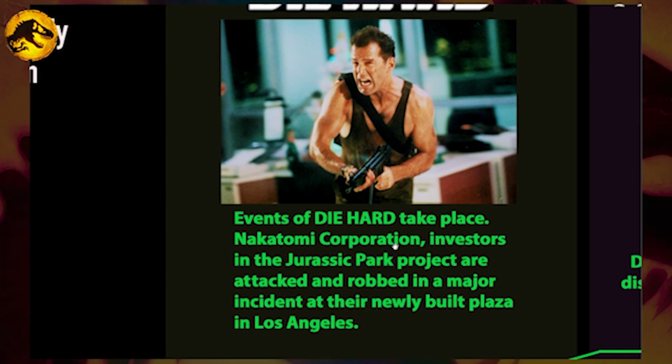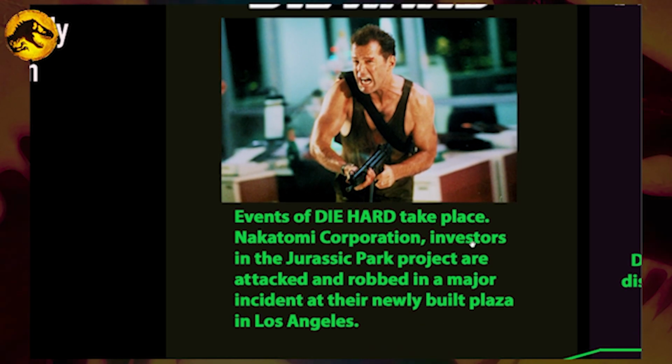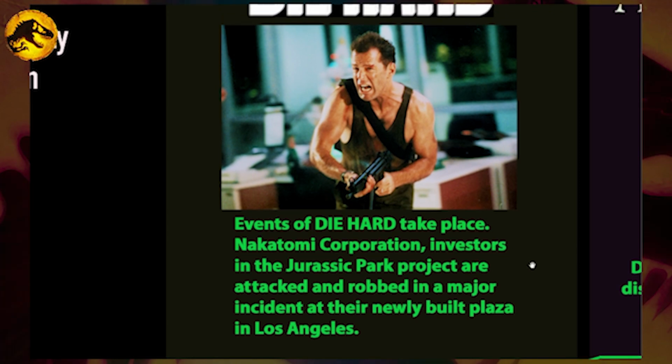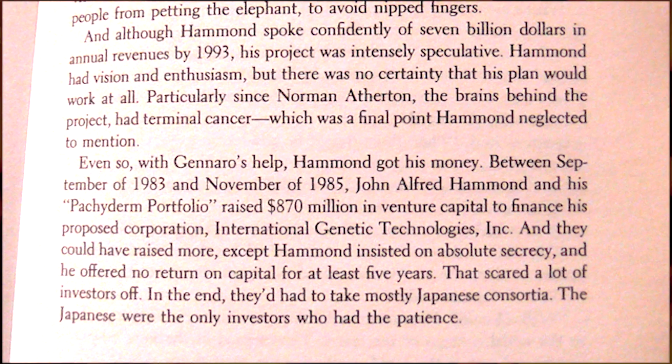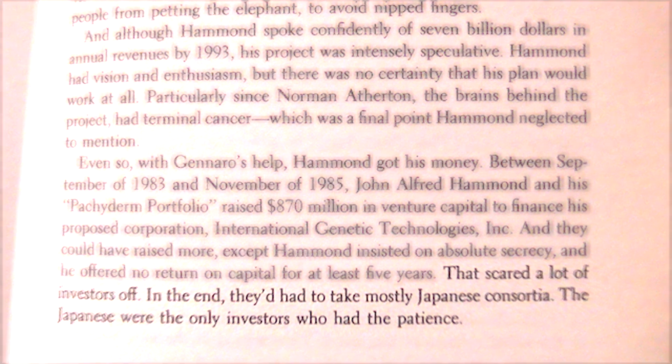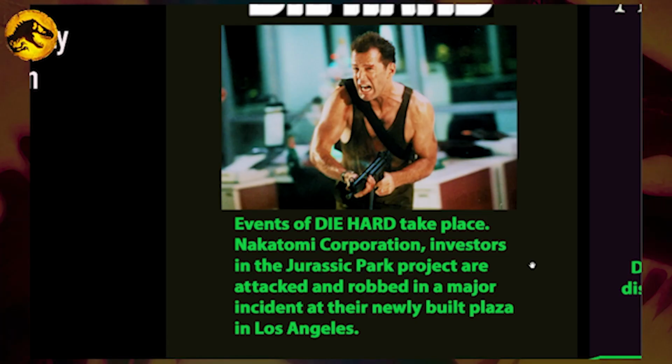The Nakatomi Corporation, investors in the Jurassic Park project, are attacked and robbed in a major incident at their newly built plaza in Los Angeles. The reason I wanted to add Nakatomi Corporation as investors of Jurassic Park is because in the original Jurassic Park book, now obviously the book and film canons differ, it's revealed that the investors are a Japanese company, but in the movies they never reveal who the investors are. Obviously Nakatomi Corporation is a Japanese company, so that's the way I like to look at it.